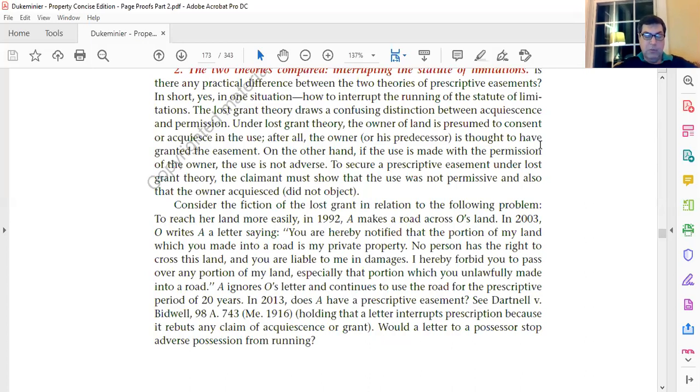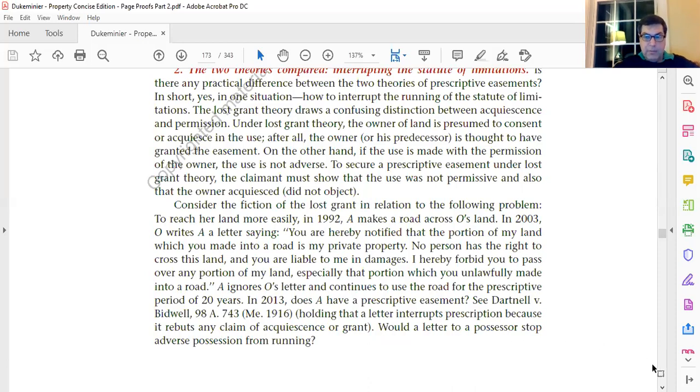a letter to the party using the property can be enough to defeat the easement by defeating any claim of acquiescence. And so they ask at the bottom of the page, would a letter to a possessor stop adverse possession from running? There, the answer is no. A letter won't interrupt adverse possession. Nothing short of making entry or legal action will break the continuity of possession.